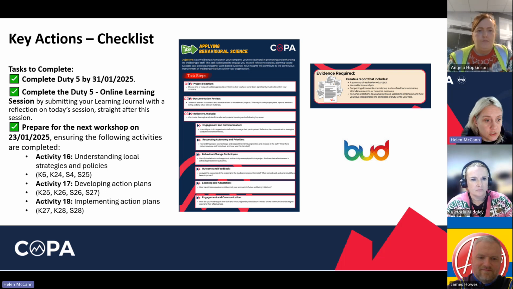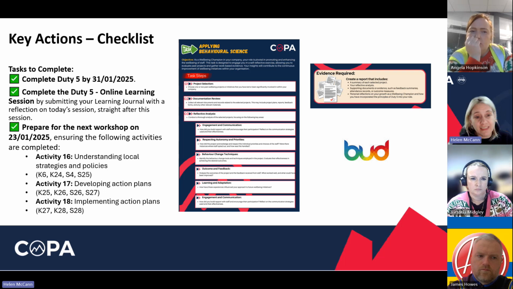So then you just need to complete, after this session today, the duty 5 online learning journal, just so you can submit your hours for it. So pop that on, and then you just need to prepare for the next workshop. Oh, I've read that wrong. Complete duty 5 by the 31st of January. Our next workshop is on the 23rd of January. So you just need to make sure activities 16, 17 and 18 are completed by then.